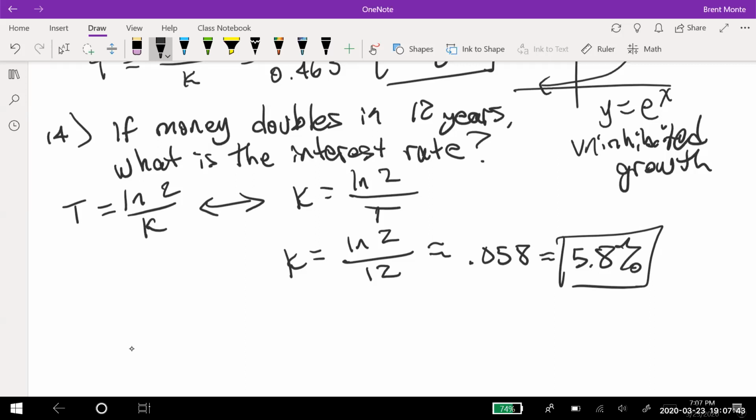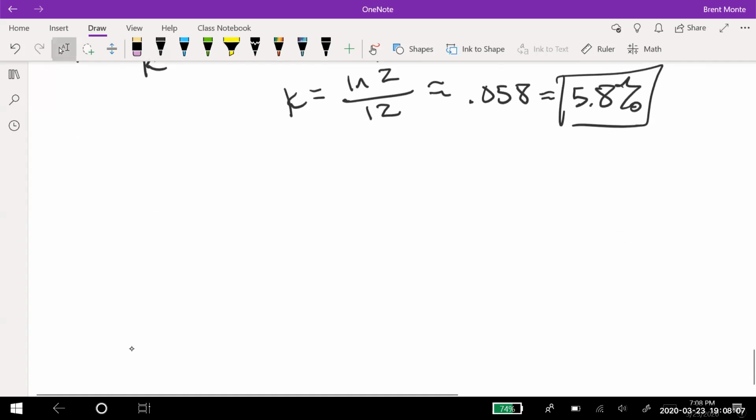But we can always find it. If you're saying, hey, I want to double my money in 5 years, just do ln 2 divided by 5. If you want to double it in 10 years, divide by 10, see what you have to get as a rate of return. All right, that's the end of the uninhibited growth model, but we have another model that doesn't grow uninhibited. It's the limited growth model. So let's talk about the limited growth model.